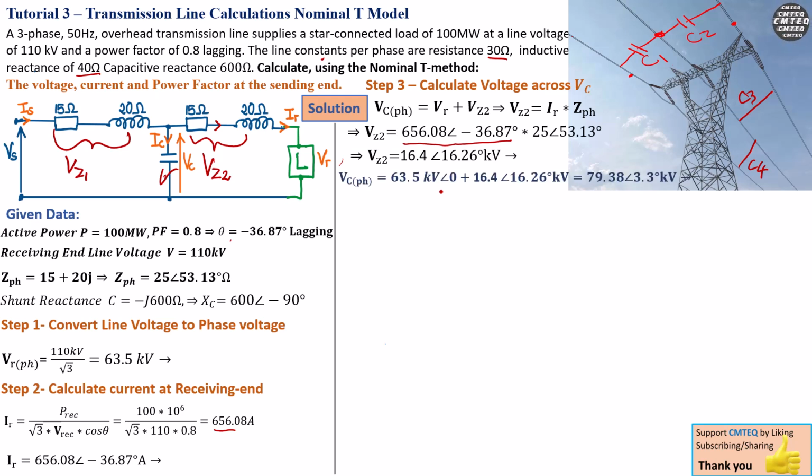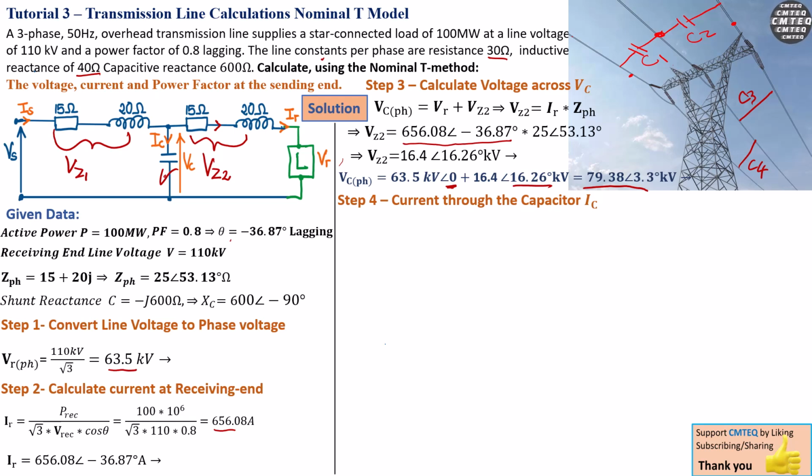We continue, then that means VC per phase is the combination of this small voltage drop plus the receiving voltage per phase, which is 63.5 kilovolt. Obviously, angle is 0 degree, and this one, the angle is 16.26 degree. So we find a VC per phase that is equal to 79.38 with an angle of 3.3 degree kilovolt. Now we move on to step 4.